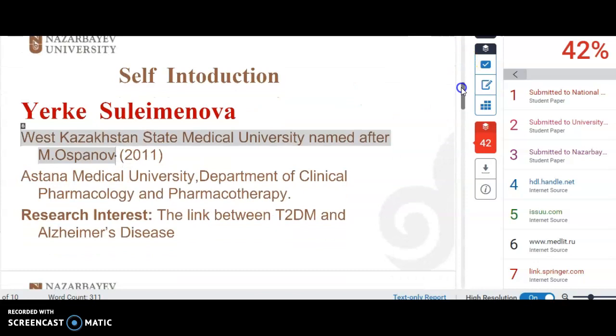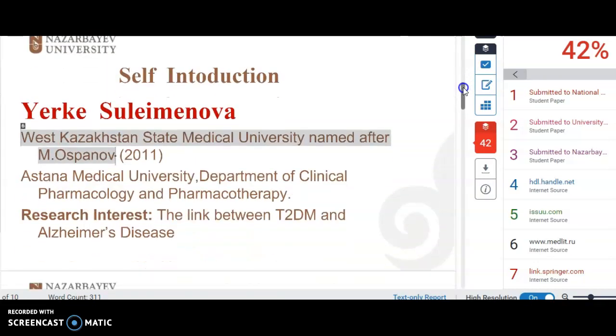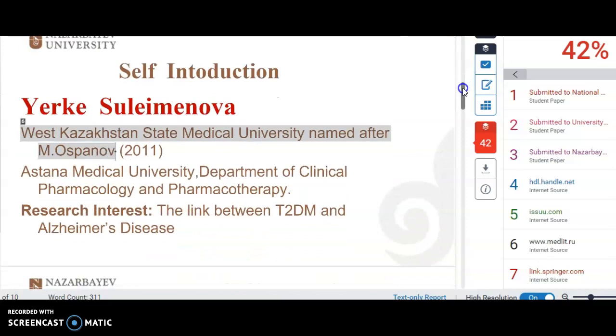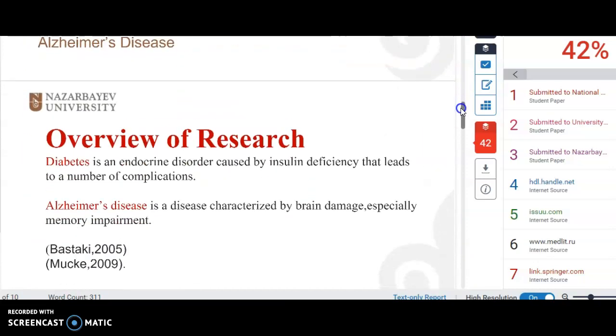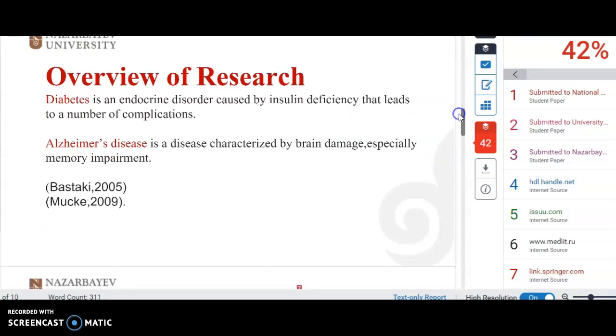So let's look at what you've got. Self-introduction, okay. This is who you are, okay, nice. Overview of research, sure. Okay. I don't think you need these sources because the overview is basically generally about diabetes as a thing and as a disease, so you don't need sources here.